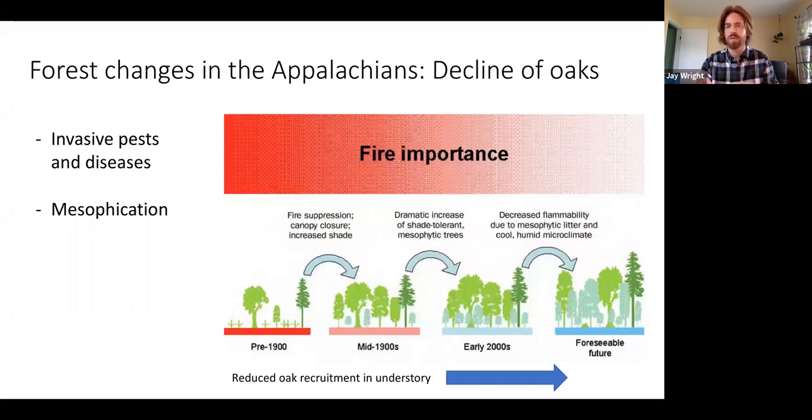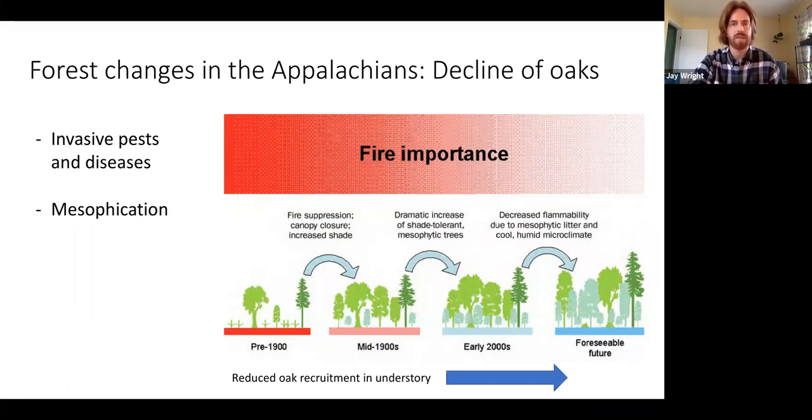It also means that when fires do start, they don't spread as much because the microclimate has changed. It's not as beneficial for fire to spread. So basically that means that when the current oaks that are old and in the canopy die off, they're going to be replaced by maple and beech and other shade tolerant trees. So over time, the oak dominated canopy will become more dominated by maple.